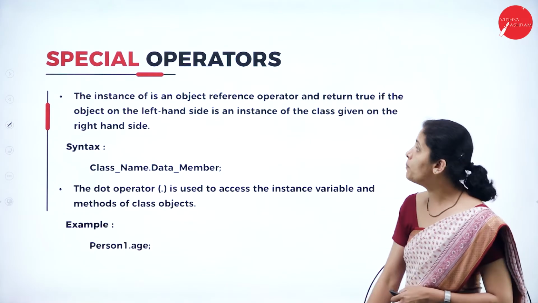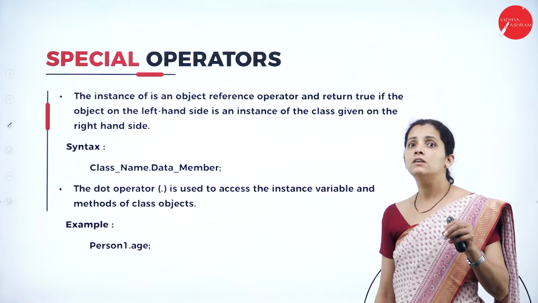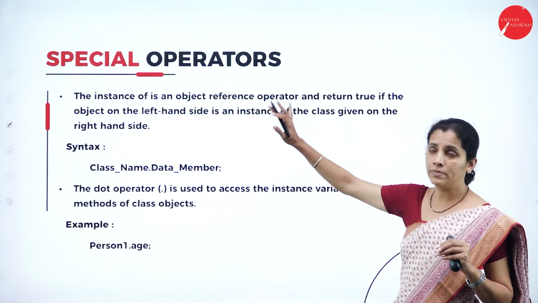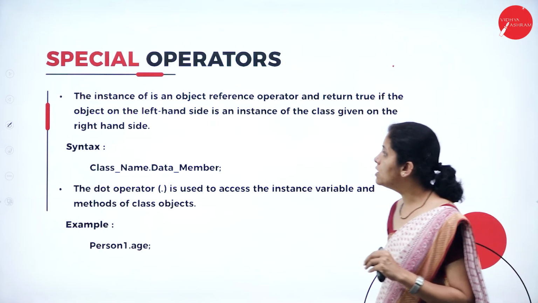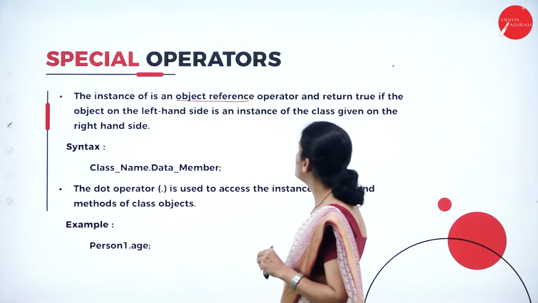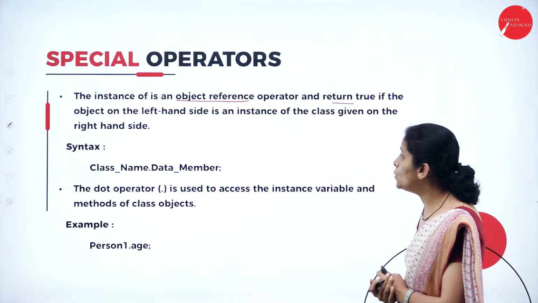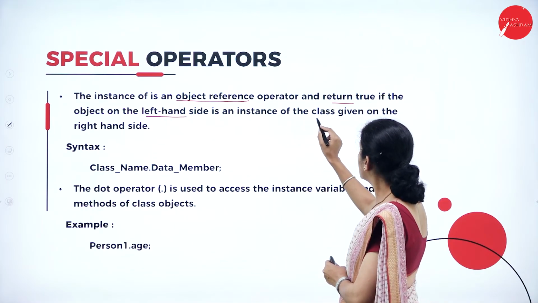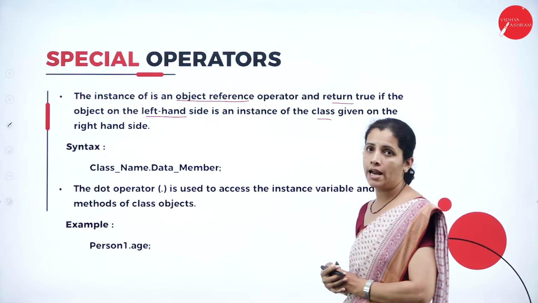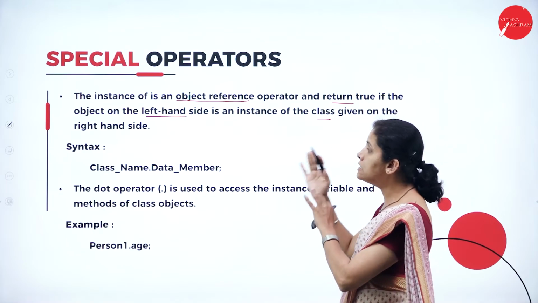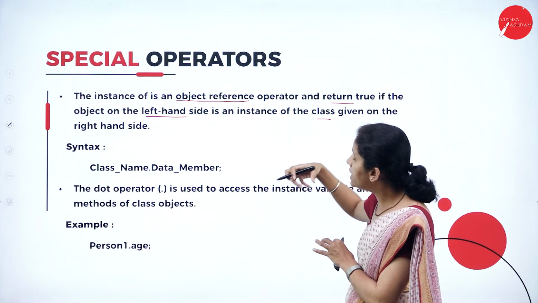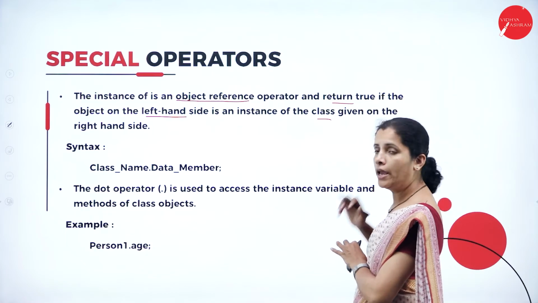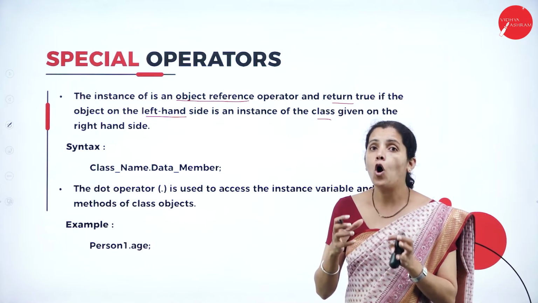Then I have the special operators. There are certain times I want a special operator. And which special operators do I have in my Java program? One is the instanceof operator, and the other is the dot operator. The instanceof operator is an object reference operator and returns true if the object on the left hand side is an instance of the class given on the right hand side. That means if I have created the object, the object reference operator is going to return true if both sides have objects.